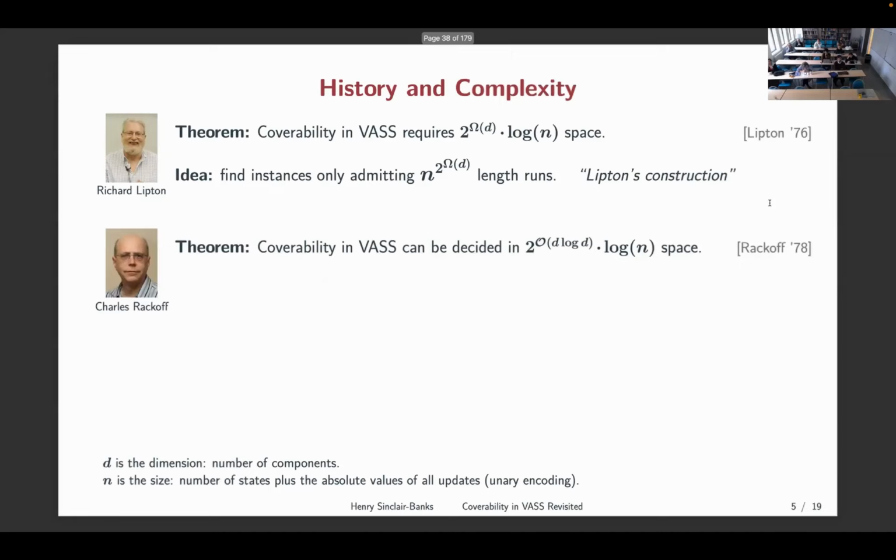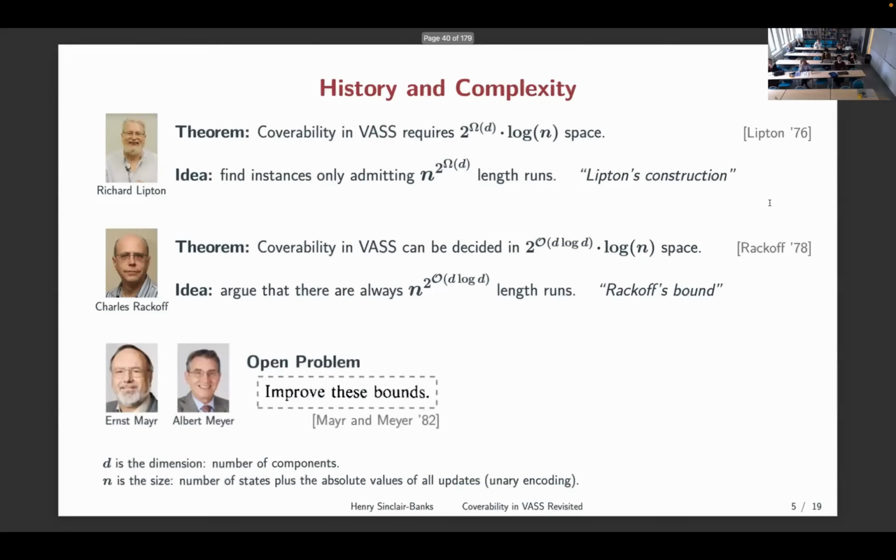And then Rackoff gave something complementary. He says that coverability can be decided in exponential space, but precisely 2 to the constant times d log d times log of the size of the system space. There's a little gap here, and that's what we're going to focus on. And he did this by arguing the kind of opposite, in a sense, of what Lipton does, known obviously as the Rackoff bound. He argues that there are runs of this exact n to the 2 to the constant times d log d length runs, no matter the instance of coverability that you ask for. I will show you how this works today.